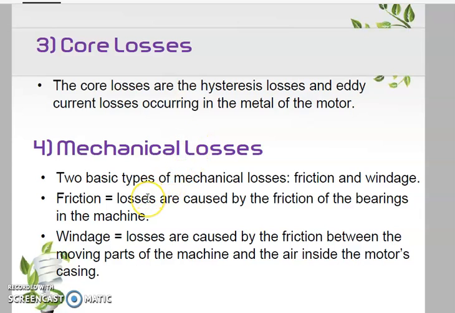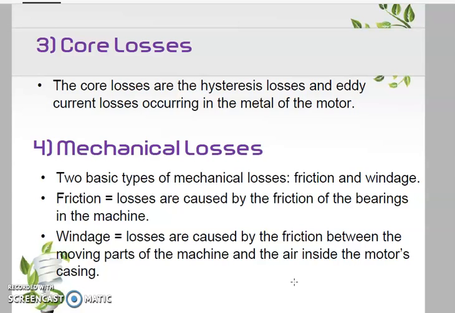Then we have the mechanical loss of the system, which comes from friction and windage. Friction loss is the cause of friction of the bearings of the machine. And the better the bearing lubricant we put in, the lower the friction loss will be. Windage is caused by the friction between the moving part and the air inside the motor casing. So we have the motor inside an encapsulated casing. The bigger the gap, the lower the losses. The smaller the gap, the higher the losses.